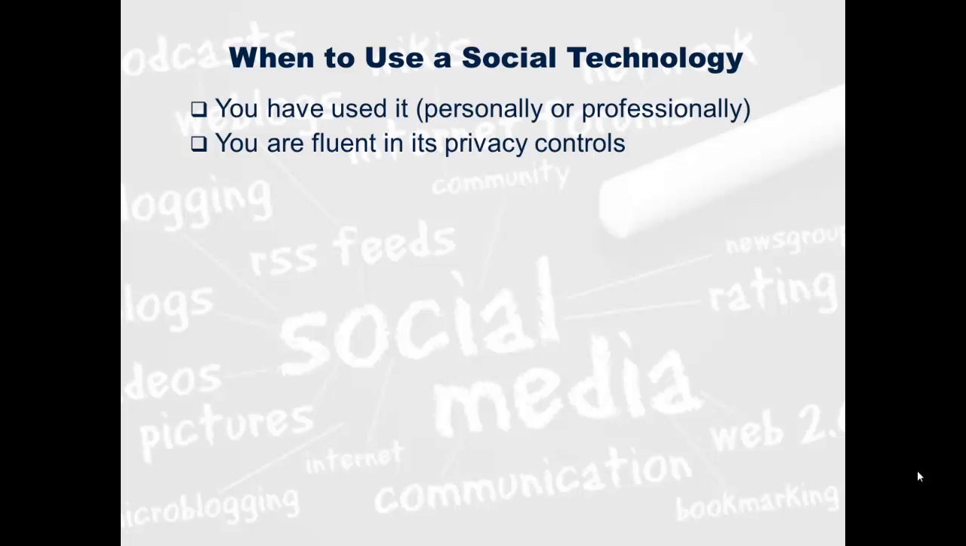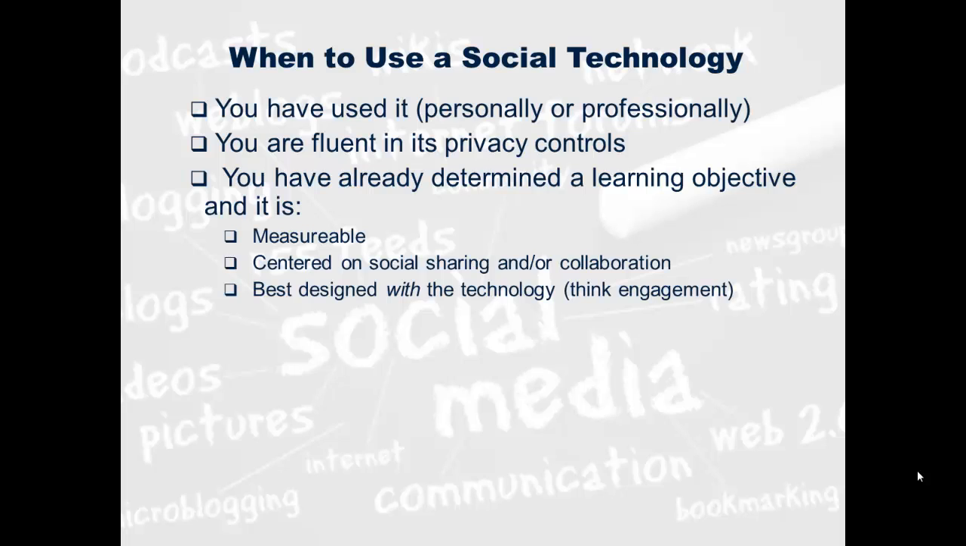So you also want to make sure you're fluent in its privacy controls. And there's some great updates to a lot of these technologies that allow for the use of them in your educational settings to be very controlled, which is pretty exciting. You also want to make sure that you've determined a learning objective. You're starting with your learning objective, and then you're just deciding how you're going to evaluate that learning objective, much like a backward design process, and then you're building your activity through which you will select a social technology to support that activity.